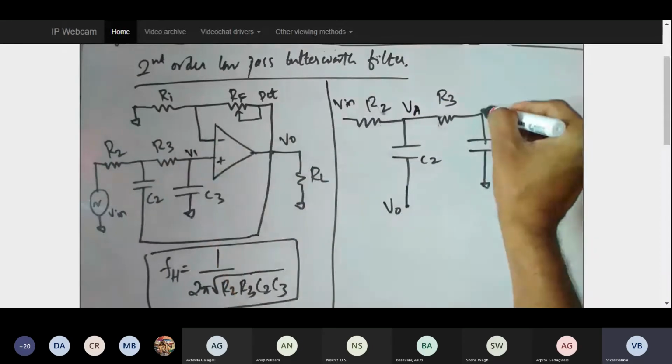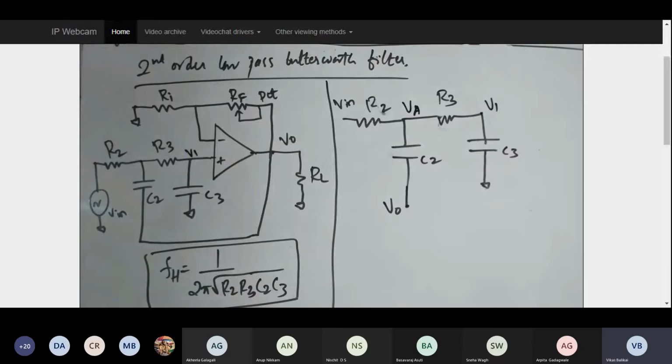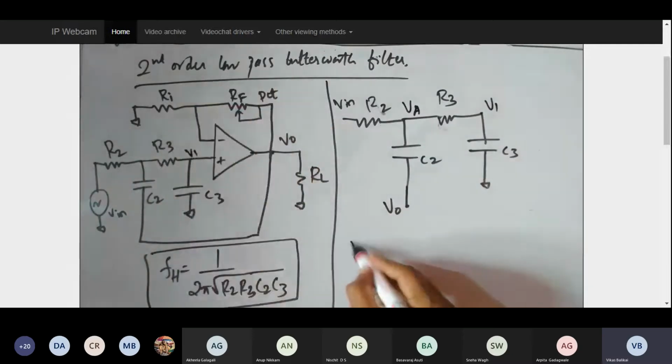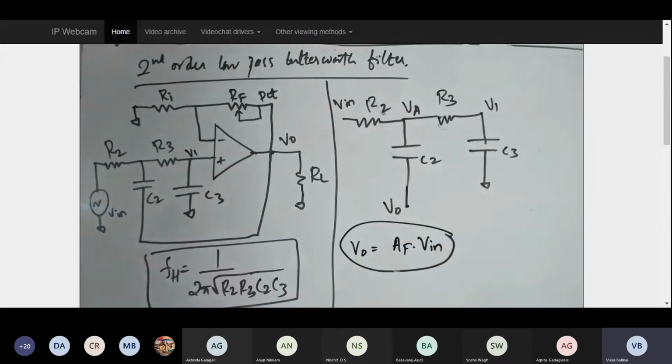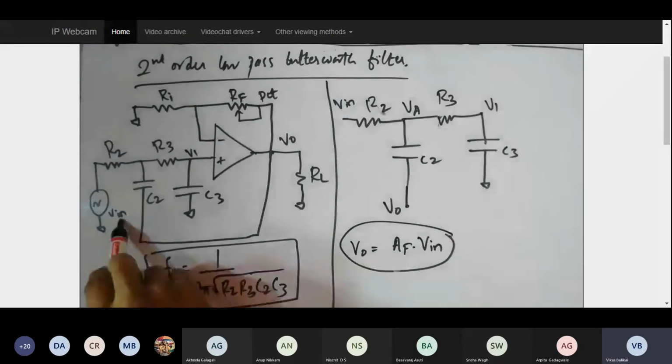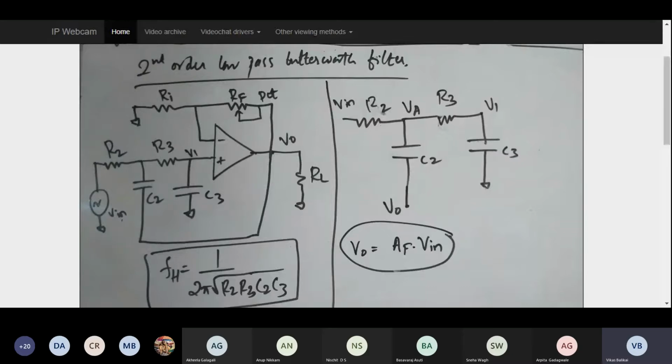Remember, if you can remember the equation or the derivation, how we started. For the output, what do I need? V0 should be equal to AF times Vin, that is, gain times input. For this particular circuit, if I want the output, it is gain multiplied by input voltage. Now again the question arises, where is my input voltage? Input voltage is here. Now what should be your question? Whether you are asking the input voltage for the circuit or the input voltage for the op amp. If I say input voltage for the circuit, that is Vin, but I don't want this Vin. I want the input voltage that is entering the op amp, which is my V1.